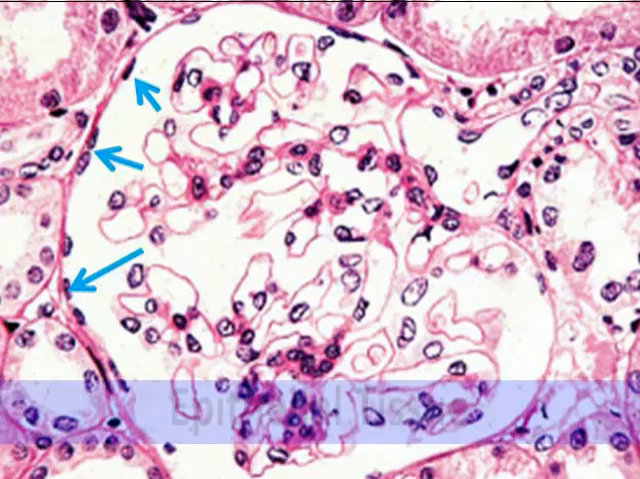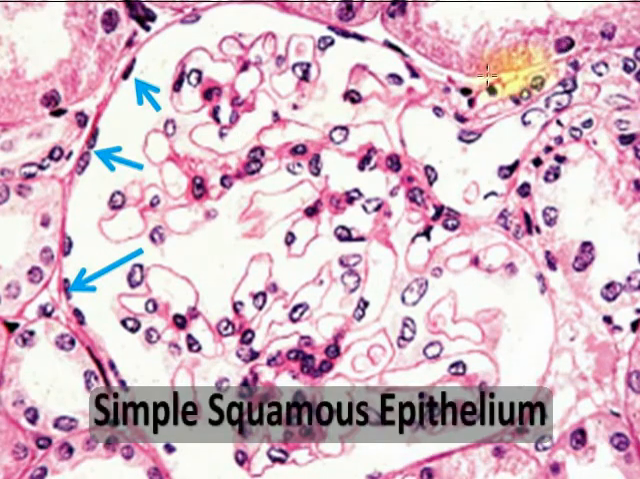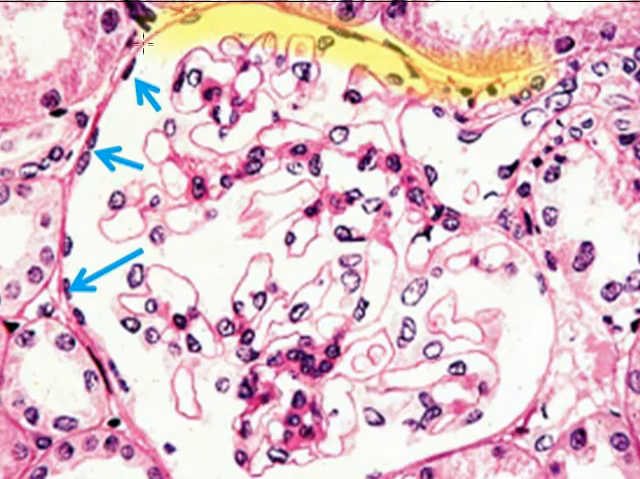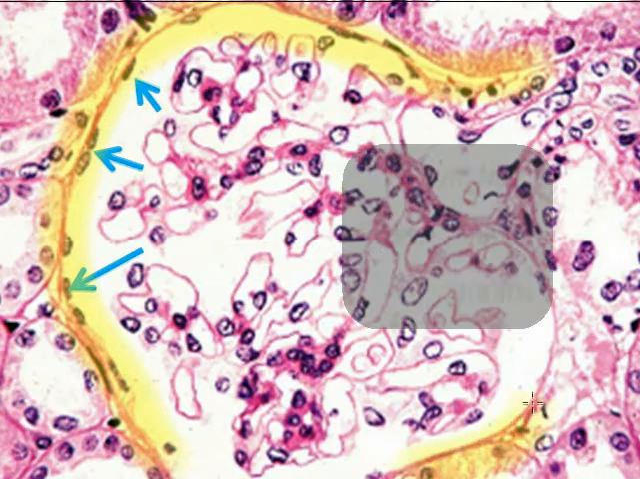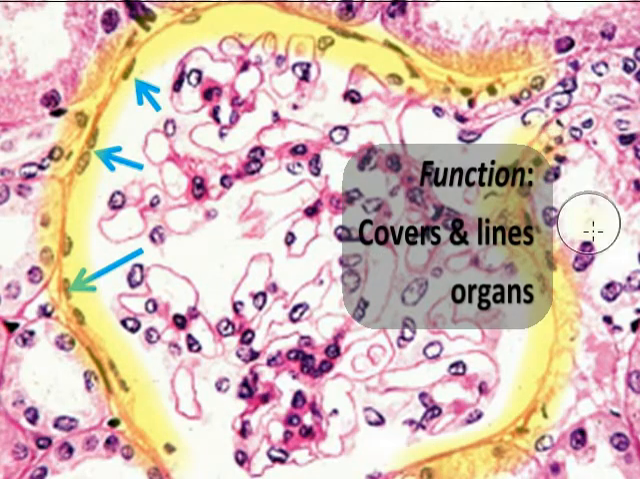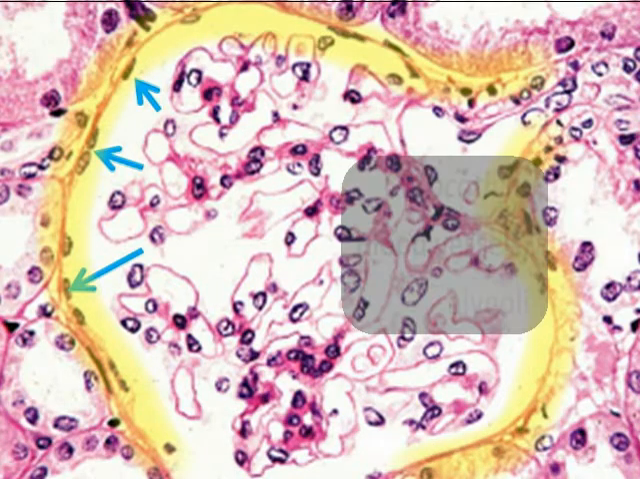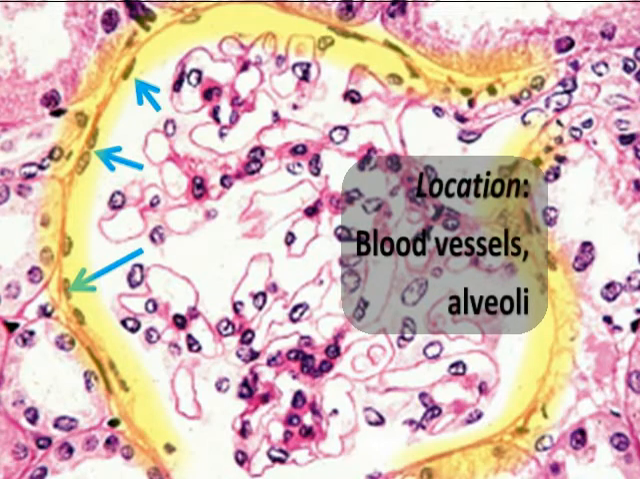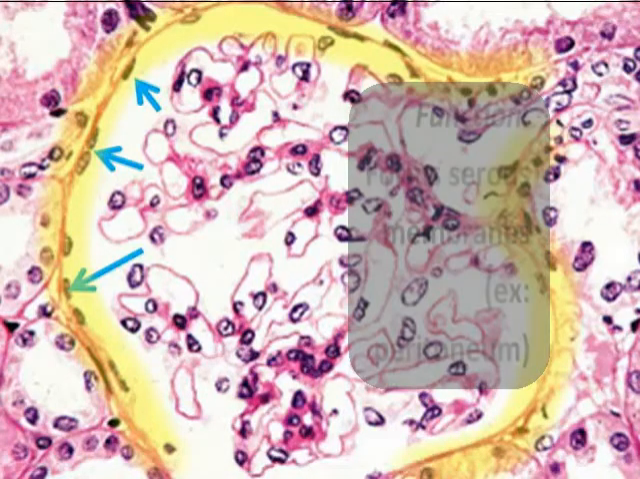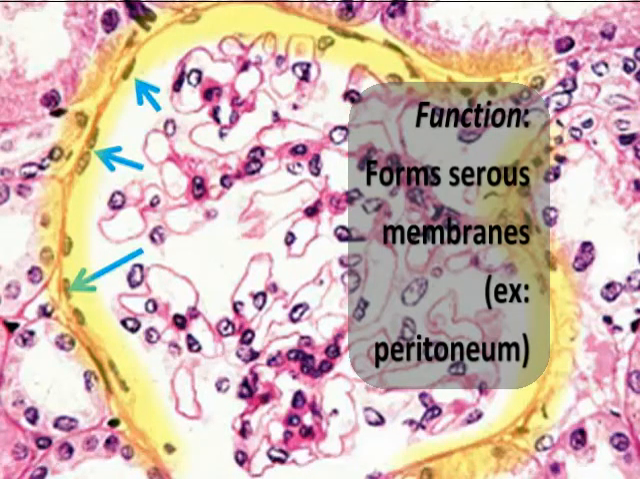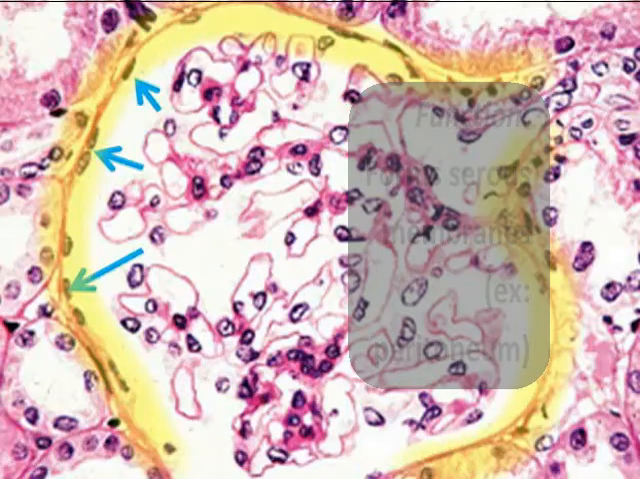And let's begin with epithelial tissue. We're looking at simple squamous epithelium. This is a very thin, flat tissue covering and lining organs such as the blood vessels, the alveoli, the respiratory membrane within the lungs where gas exchange takes place. It also forms the membranes of the peritoneum and the other serous membranes like the pericardium.